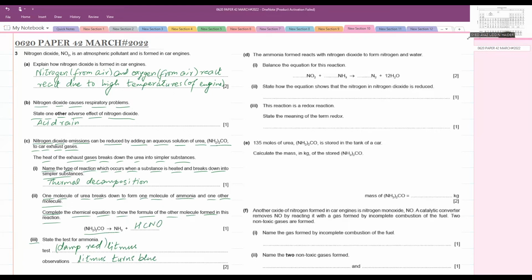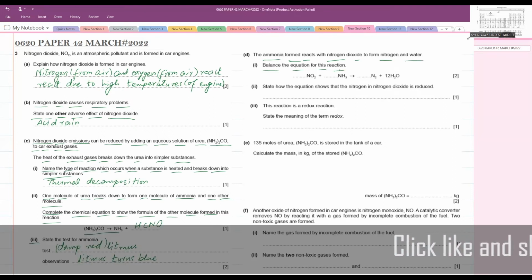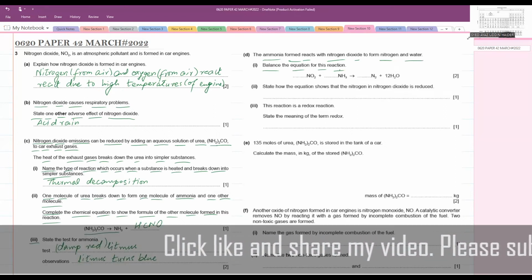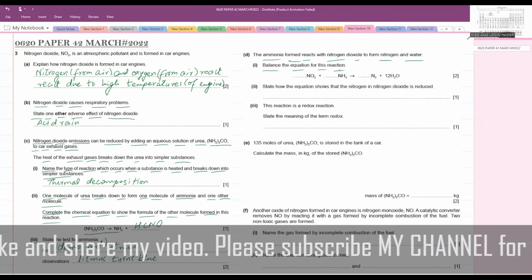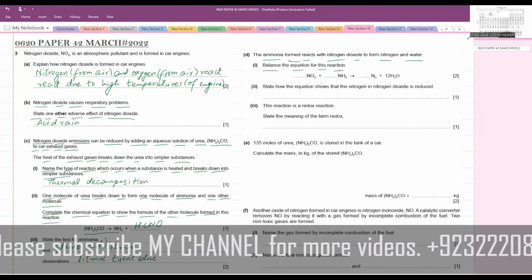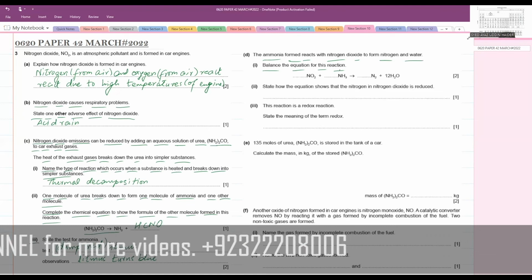Part D is about balancing the equation. The ammonia formed reacts with nitrogen dioxide to form nitrogen and water. Balance the equation for this reaction. Here's the reaction. Now, the best way to do this question is to make a column mentioning all the atoms. Now, count the number of atoms of each element on both sides of the equation. You'll see that nitrogen is balanced on both sides of the equation.